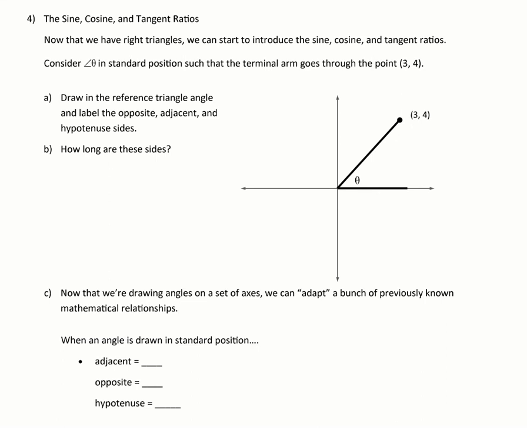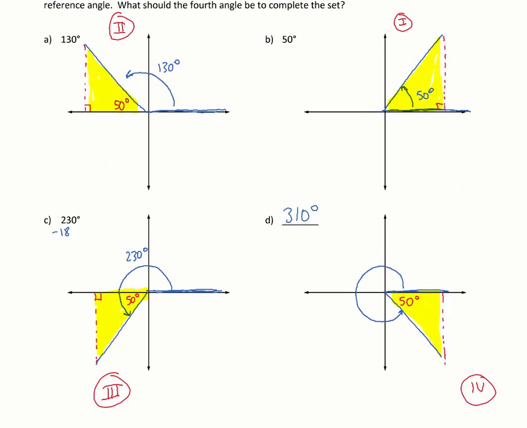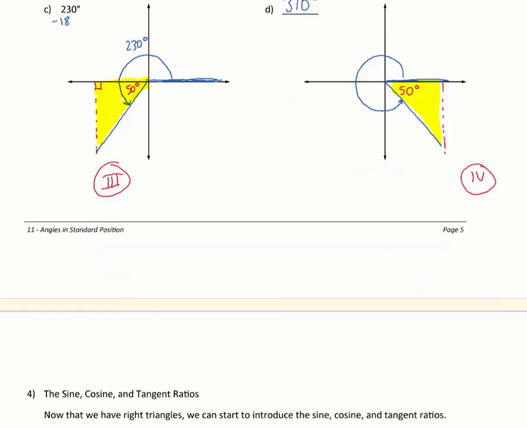All right, in this video, we're going to start to see how we can bring sine, cosine, and tangent into the situation. In the previous video, we saw that when we created reference triangles, we were able to describe all of these angles regardless of their size, 130 degrees, 230 degrees. We could all describe them as a reference triangle in a certain quadrant, or in a certain part of that grid.